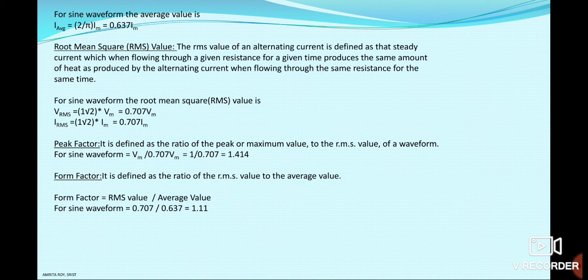Now peak factor is basically the ratio of the peak value to the RMS value of a waveform, that is Vm divided by 0.707 Vm, which for a sine waveform gives us the value of 1.414. Similarly, form factor is defined as the ratio of RMS value to the average value. For a sine waveform, the form factor is 1.11.